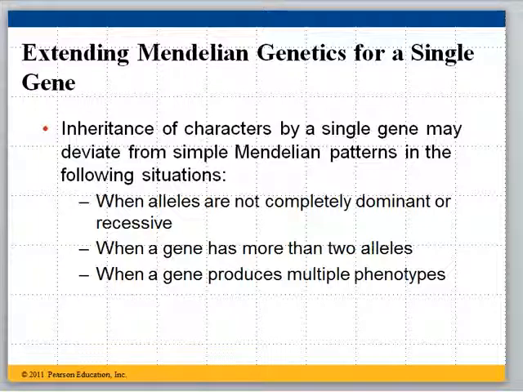Inheritance of characters by a single gene may deviate from the simple Mendelian patterns in the following situations. Say, for example, when alleles are not completely dominant or recessive. Sometimes there's not complete dominance or recessiveness. When a gene has more than 2 alleles. So what if there is a third shoe in our pair, a third possibility? And then finally, when a gene produces multiple phenotypes. What if one gene produces different looks based on different conditions? That's what we're going to take a look at.